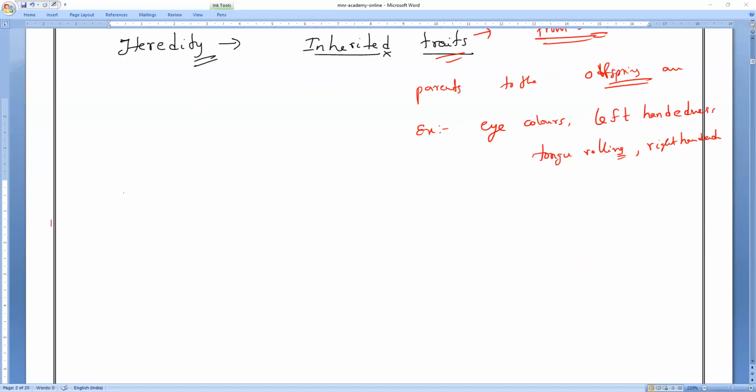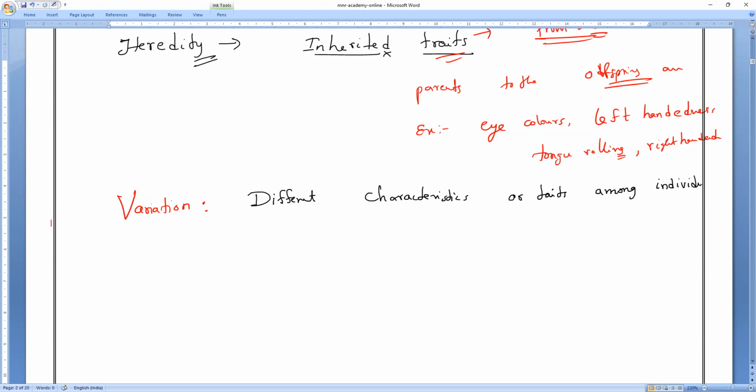Okay, next, variations. What do you mean by variations, everybody? Different characteristics or traits among individuals of a species. That is what we call variations. Clear, everyone? All of you? Please respond, everybody.